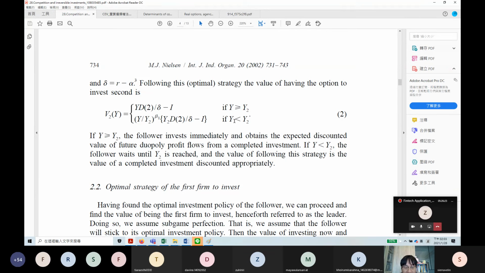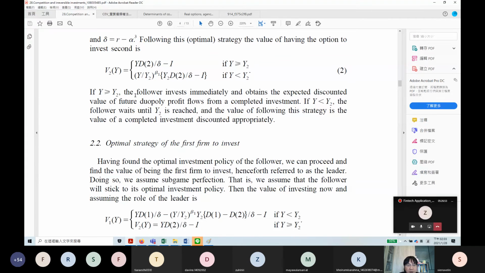Otherwise the Y does not exist at Y2, which means there is not enough profit to attract a player, a follower, to enter. So here it's the profit that is.